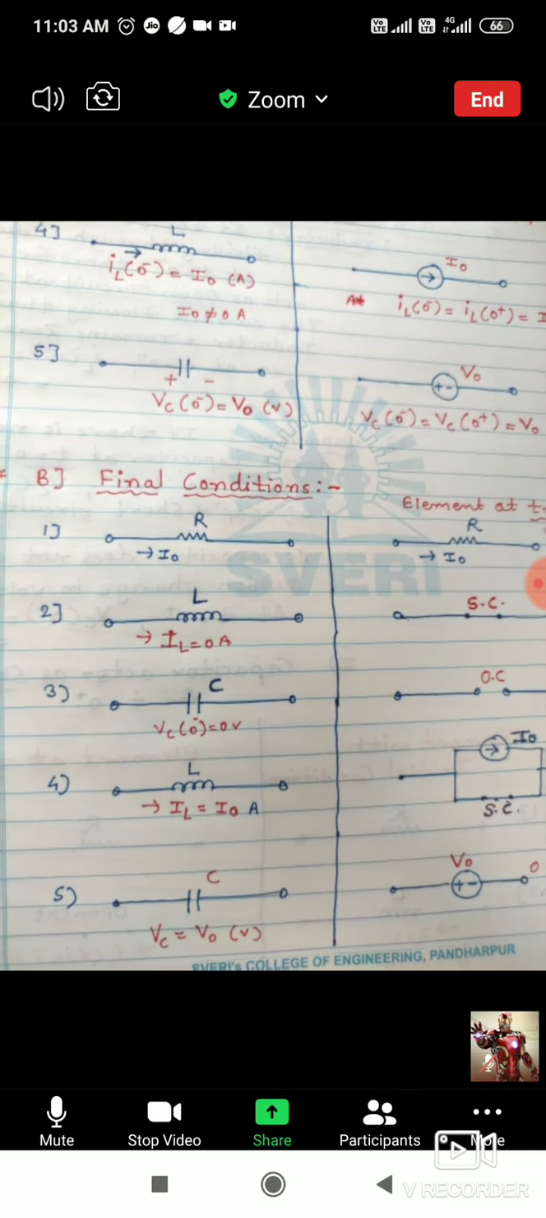Okay, so before solving the problems, just wait. Okay, chalo, we can solve the problem now. So question number 1, determine I of t for t greater than or equal to 0. Determine I of t for t greater than or equal to 0.